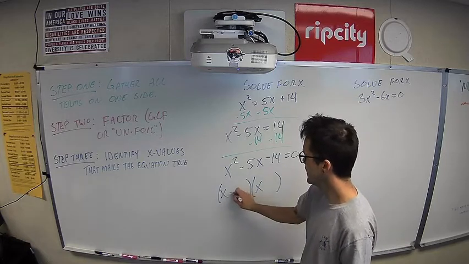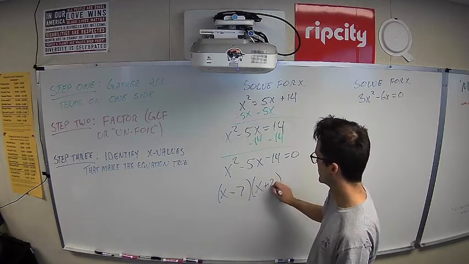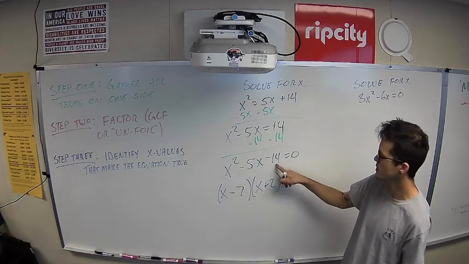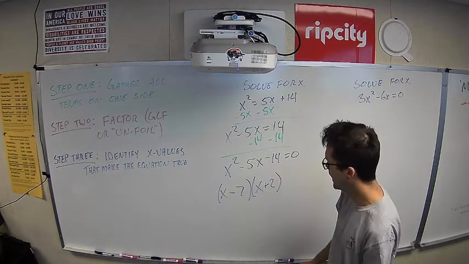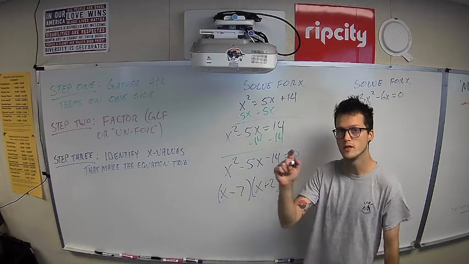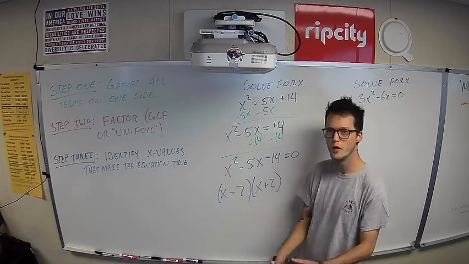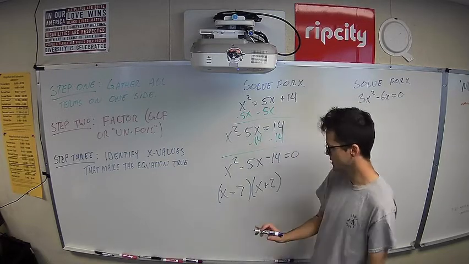I think this is going to end up being negative 7 and 2, because negative 7 times 2 is negative 14, and negative 7 plus 2 is negative 5. If that doesn't make sense to you, check out previous videos. We talked about it. Unfoiling is, I think, the title or something like that.